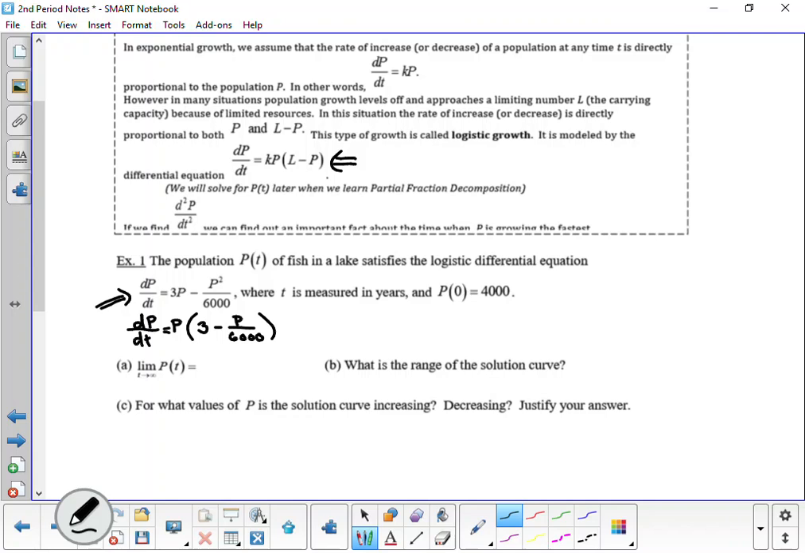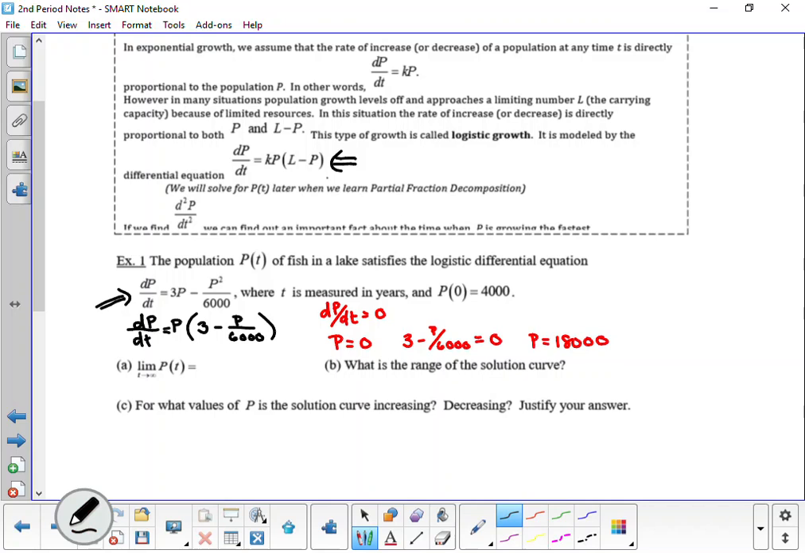And then to find where your limiting capacity is, your limiting capacity is going to be where dp dt equals 0. So there's two locations where that happens. That's where p equals 0 and where 3 minus p over 6,000 equals 0. So what are my two places? If I solve for p, it's at 0 and at 18,000. Okay.